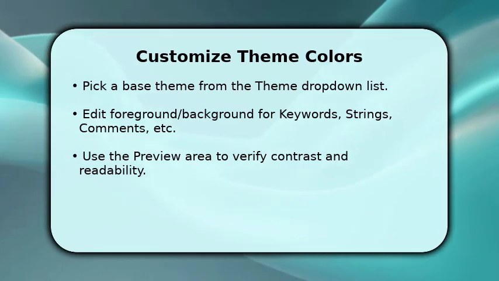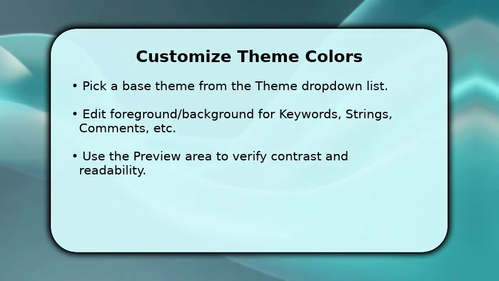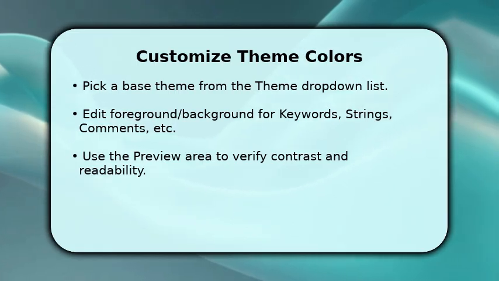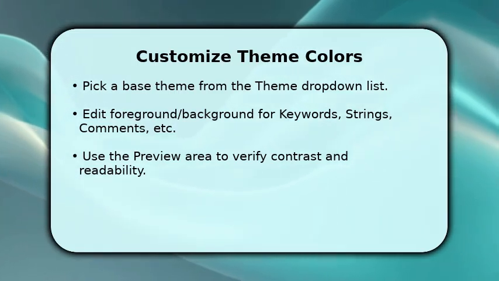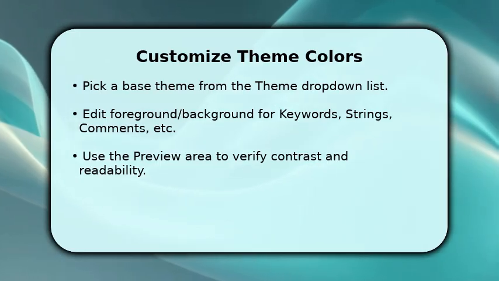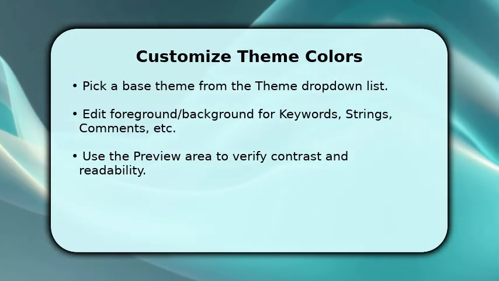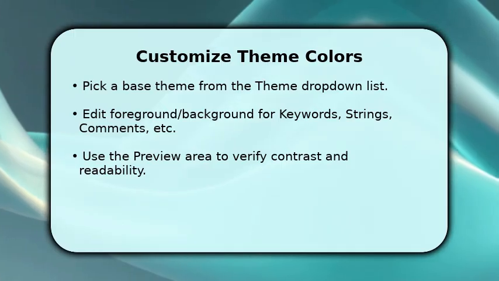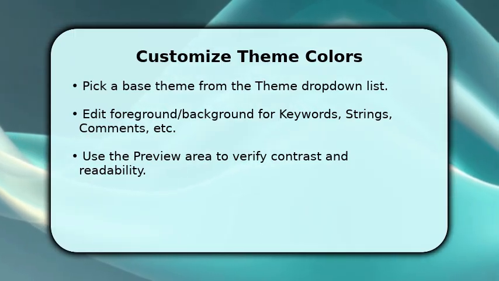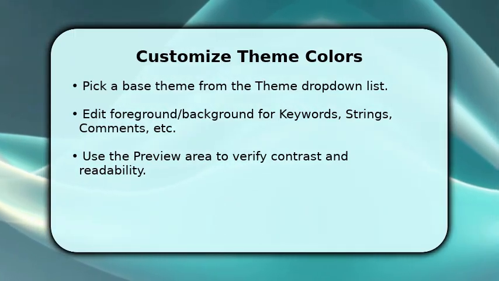Select a syntax element like keyword, string, or comment, then click the color swatch to set foreground and background. Consistent contrast improves readability and reduces eye strain, so prefer darker backgrounds with lighter code text or vice versa. Use the preview pane repeatedly as you tweak colors.